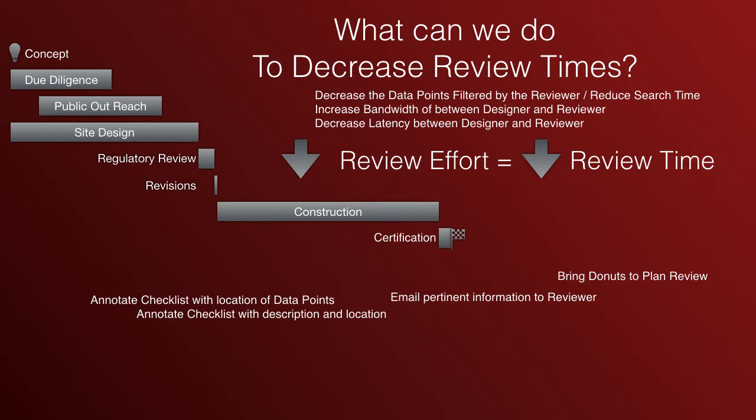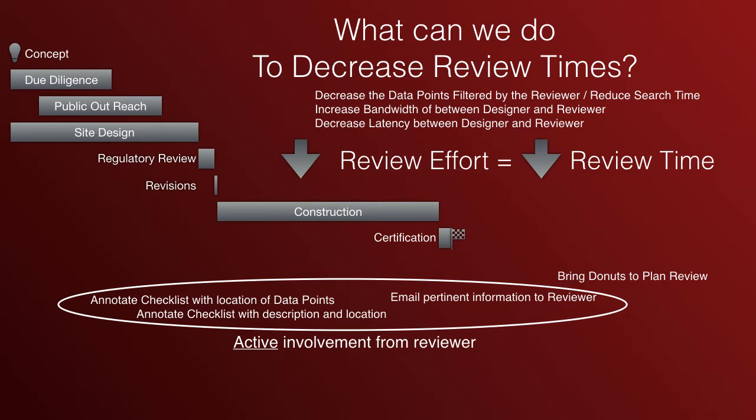But if we look at all these examples, excluding the donuts, we'll notice that they all take active involvement from the reviewer. And what I mean by that is the reviewer has to still go through and read the directions on the annotated checklist or the email and translate that written word into directions and find it. It's an active process for the reviewer. So even though we may be decreasing their overall effort, we are still giving them another task, and we need to be cognizant of it.